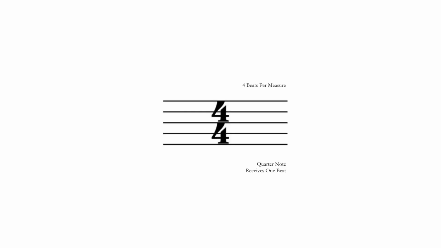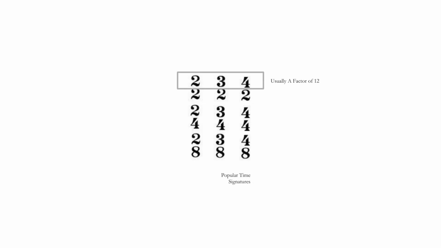Rhythms determine the pattern of notes within a song. A typical time signature looks like this, where the top number represents the number of beats per measure. Here's an image of the most common time signatures. Looking at the top numbers, we notice that the most common time signatures is usually a factor of 12.